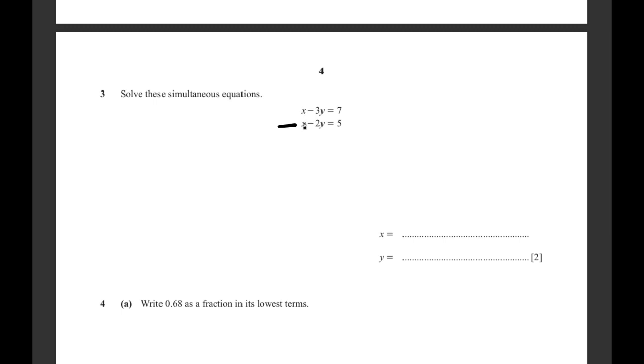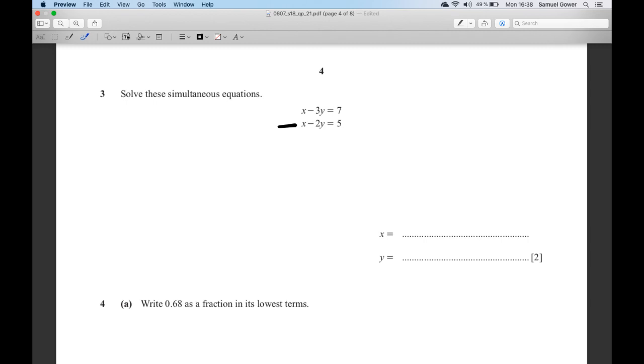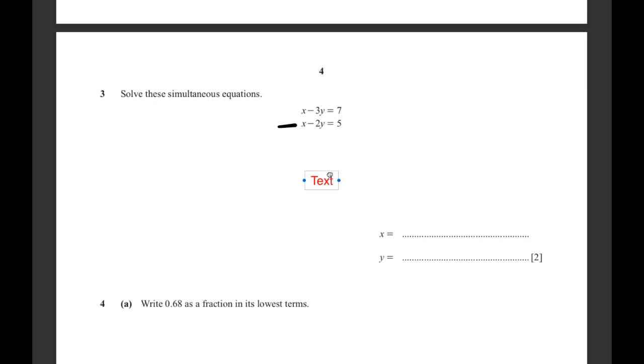Now x minus x will just be 0, and let's get a text box here. Good. So x minus x is 0. There will be no x's, that's the whole point. Minus 3y minus minus 2y. Well, the minus and the minus makes a plus. So we get the calculation minus 3y plus 2y. And minus 3y plus 2y is equal to minus y.